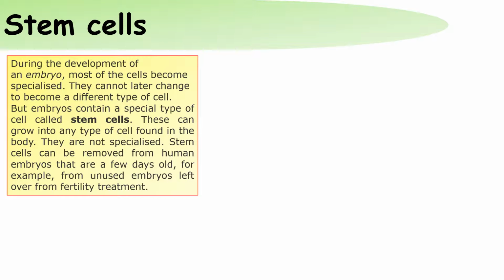During the development of an embryo, most of the cells become specialised, which means that they can no longer change into a different type of cell. But embryos contain special types of cells called stem cells. These can be grown into any other type of cell found in the body. They are not specialised. Stem cells can be removed from human embryos that are a few days old. So, for example, they can be removed from embryos that are made during fertility treatment that are not used.